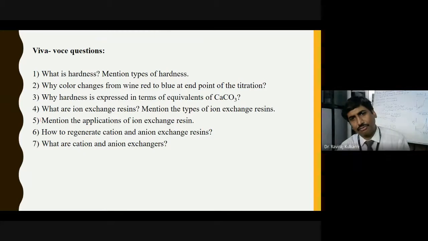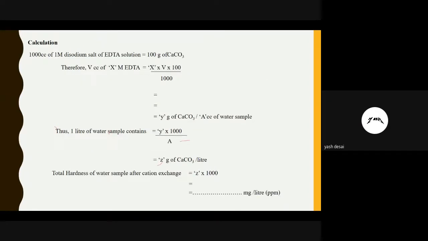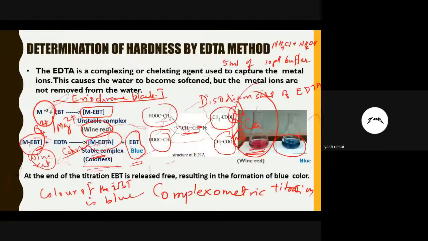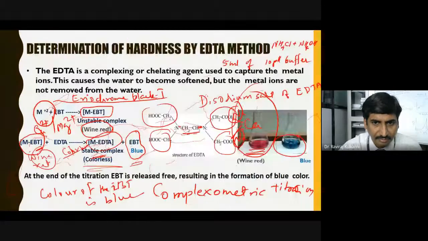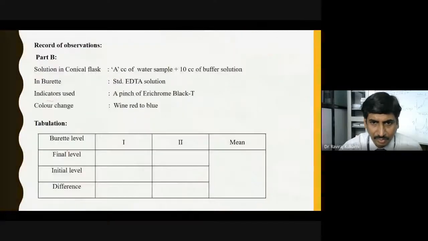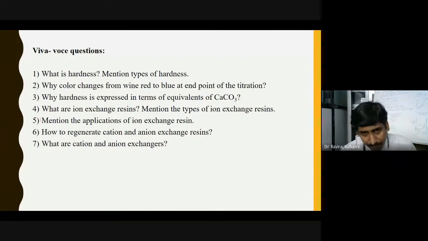Mention the applications of ion exchange resins. Where they are used? To remove hardness of water. They are not given here, anyway, to remove hardness of water, and in the sugar industry they use. Main important application is water softening.